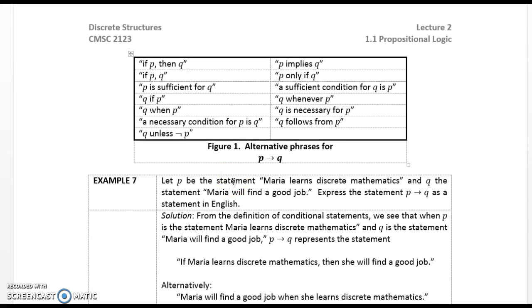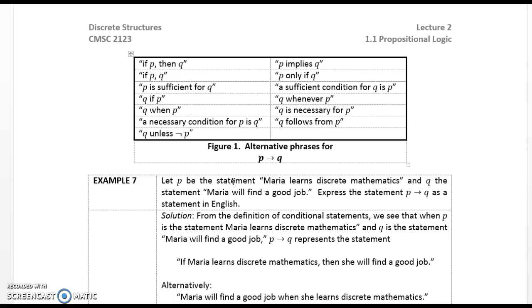Here are some alternative phrases for P implies Q in Figure 1. If P, then Q. If P, Q. P is sufficient for Q. Q if P. Q when P. A necessary condition for P is Q. Q unless not P. P implies Q. P only if Q. A sufficient condition for Q is P. Q whenever P. Q is necessary for P. Q follows from P.